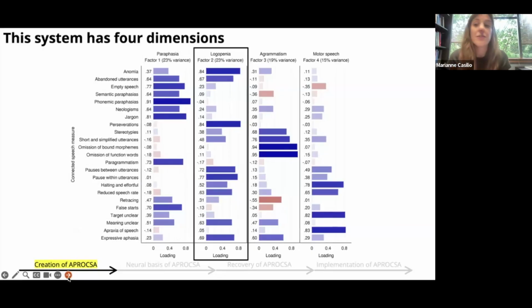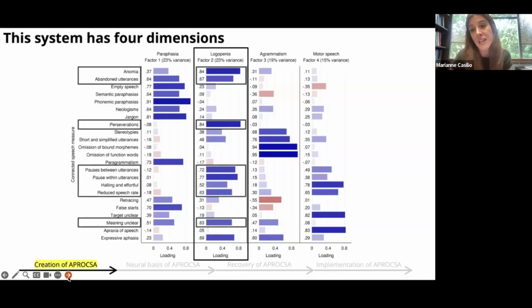The second factor or dimension we call logopenia. This is not to be mistaken with the logopenic variant of PPA, but rather the more traditional definition, which means paucity of output or paucity of speech. Here we found that output was highly anomic, where utterances were frequently abandoned or perseverated. There are pauses frequently, both within and between utterances, and speech overall is halting, effortful, and slow, and yet again, the meaning is unclear.